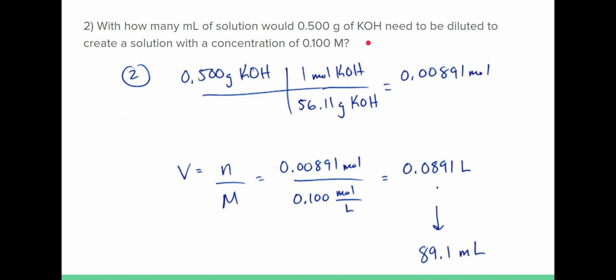For problem number 2, if we're solving for volume, the first thing I need to solve for is the number of moles of KOH that are in this solution. So by using the molar mass of KOH, I can calculate that the number of moles of KOH is equal to 0.00891 moles. By rearranging my molarity equation, volume is equal to the number of moles divided by the molarity. I substitute my numbers in. You can see that moles are going to divide out with moles, and 1 over liters is going to give me liters as the label for my answer. And then finally, to find the number of milliliters that are needed, I would have to take my number of liters and simply multiply that by 1,000 to get 89.1 milliliters.